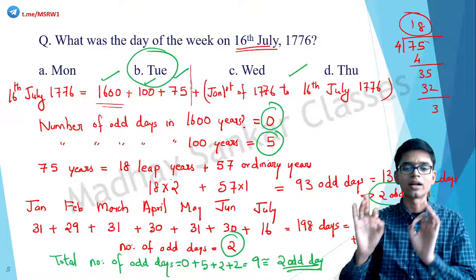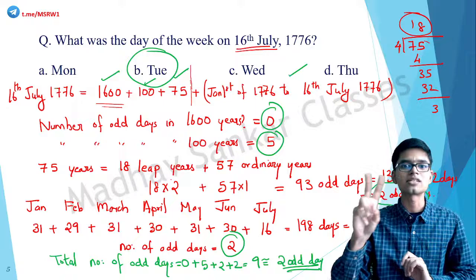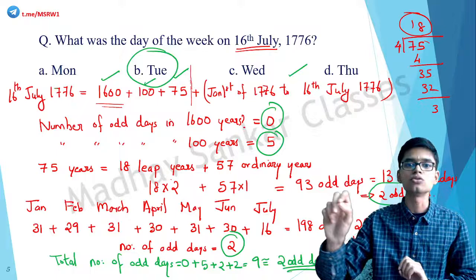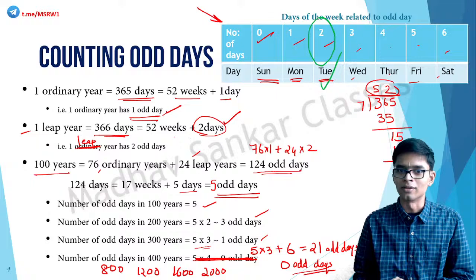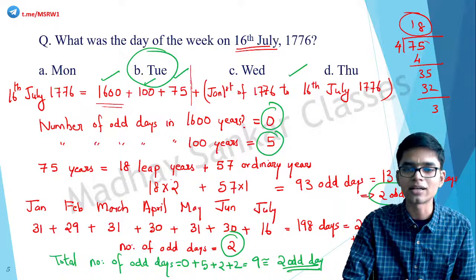9 odd days means here also we can take 1 week. And whatever is remaining, that is the number of odd days. That is 2. Correct? And if the number of odd days is 2, the corresponding day of the week will always be Tuesday. Got it? This is how you do these kinds of questions. I know this was a bit lengthy, slightly confusing, but the more you do it, the easier it will get. Let's try another one. Easy question.